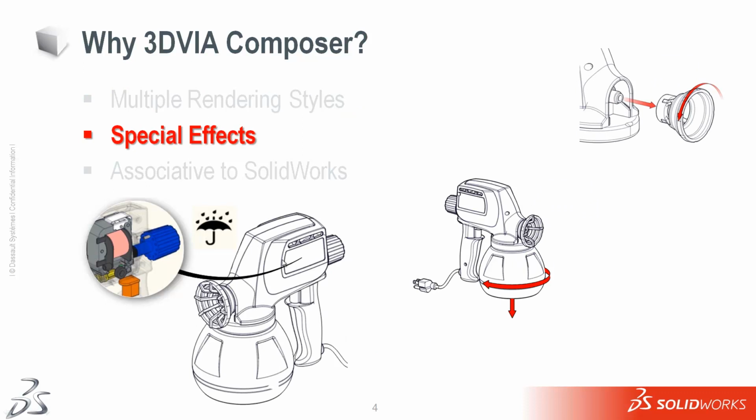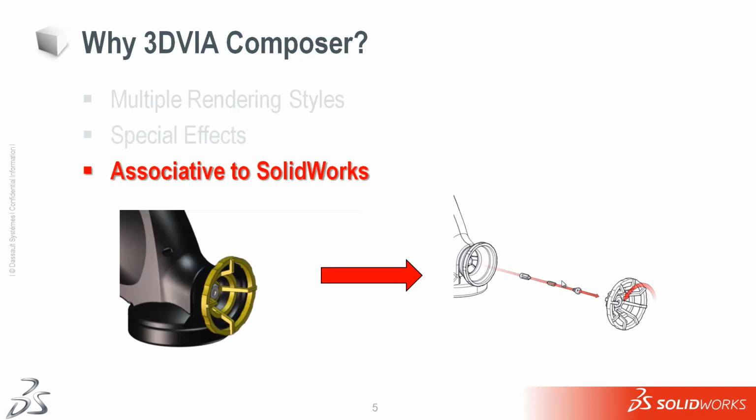Second, the special effects graphics of 3D via Composer allow us to create a very polished and professional looking graphic that we can't create in SolidWorks without doing some secondary editing. Finally, and probably the most compelling reason that 3D via Composer is superior for technical communications, is the associativity to the solid model. Anytime the SolidWorks model changes, those changes easily propagate to all of our technical illustrations when using 3D via Composer.